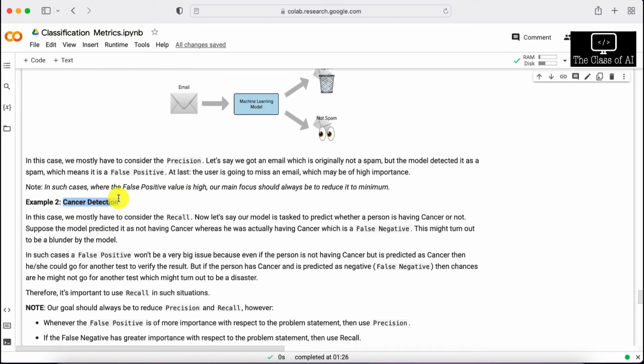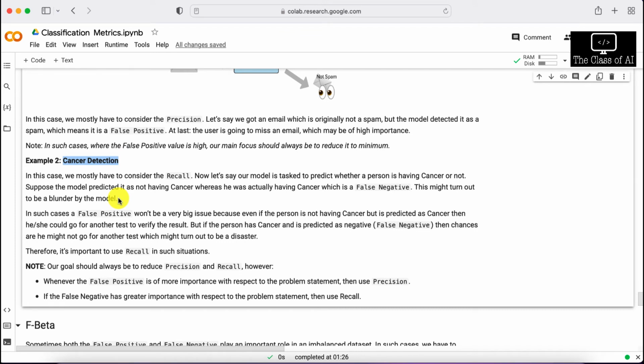Similarly, take cancer detection. In cancer detection we'll focus on recall, not precision. For example, a patient went for testing to find out whether the patient has cancer or not, and after the test we found that the person is negative. But actually the patient had cancer, and if cancer is not detected in time, it's going to be a blunder for that person, because it can risk the life of that person. In that case, we'll not focus on precision, where false positives are involved. False negatives are very important for us. If any false negative happens, it can cause a big problem to a person. In that case, we'll focus on recall but not precision.